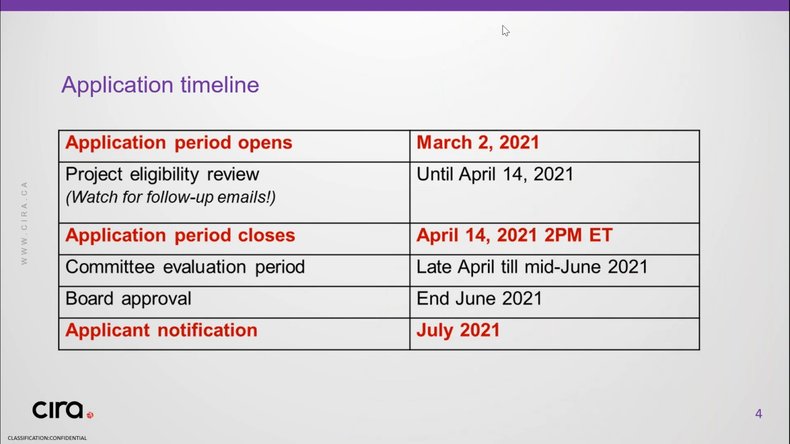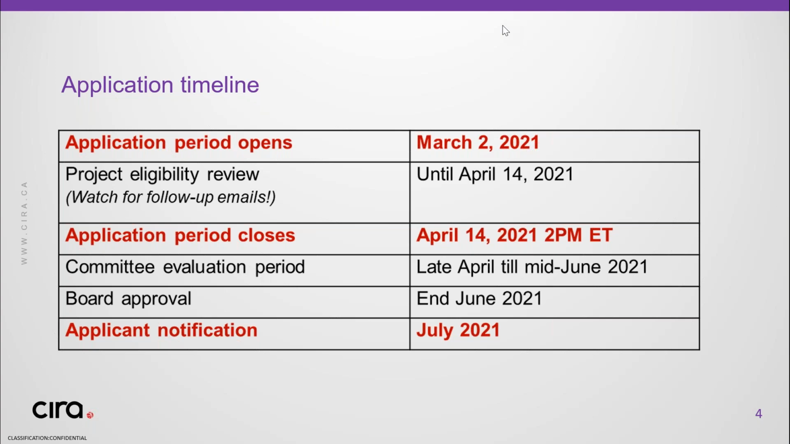All right, thanks, Erica. Let's get right into this year's grants call. This chart gives you an overview of this year's grants timeline. The application period opened last week on Tuesday, March 2nd, and it closes on Wednesday, April 14th at 2 p.m. Eastern Time. We emphasize the time zone in the deadline because we have applicants from across the country and our online system does not accept late applications. It automatically closes at the 2 p.m. Eastern Standard deadline.